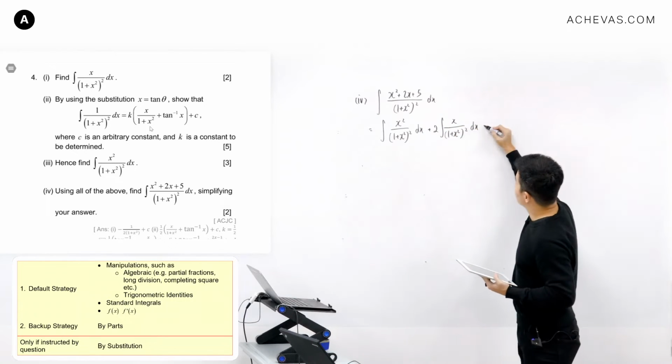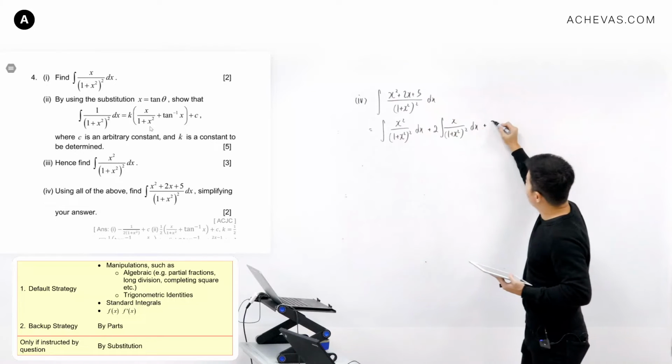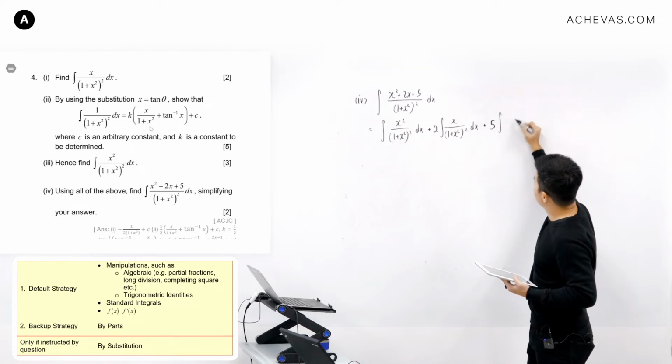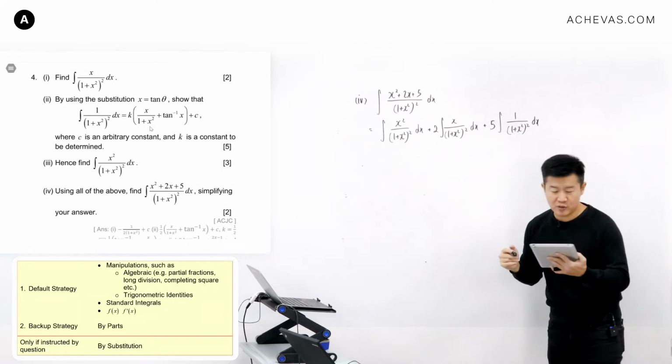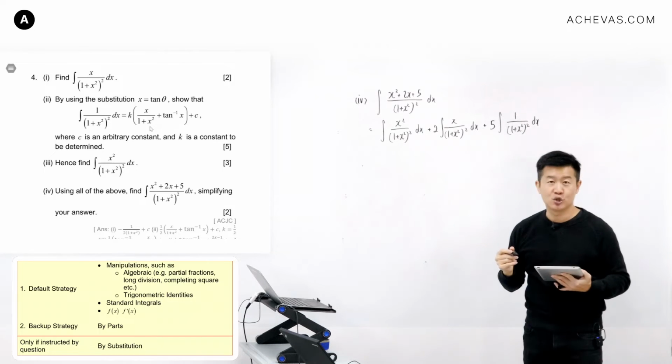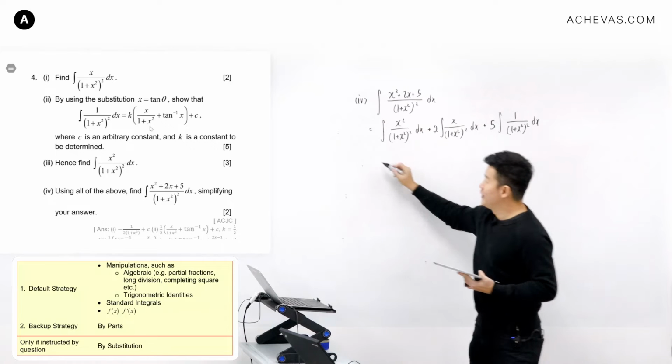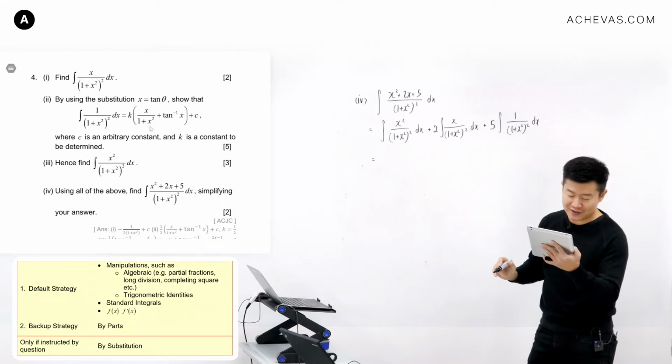And finally, it is going to be this 5 over this, where 5, which is a constant, I'm going to take off the integration notation. We will have this squared, this. And this, I'm going to make use of my results from part 2. So, it is going to be a long answer here.